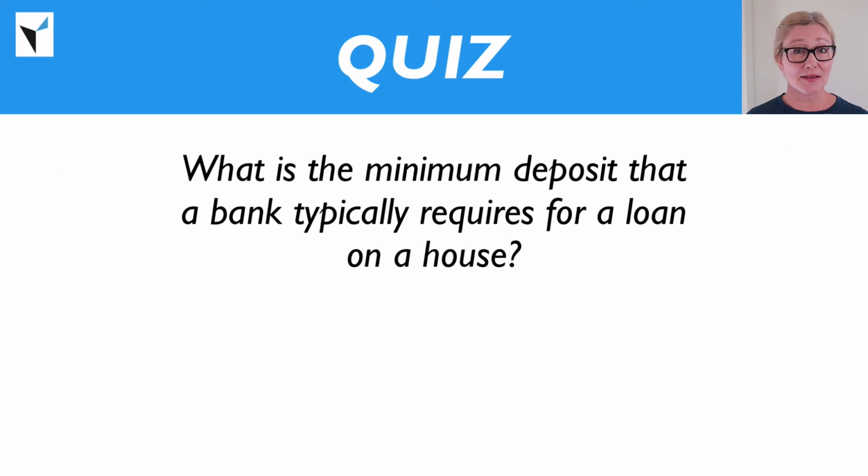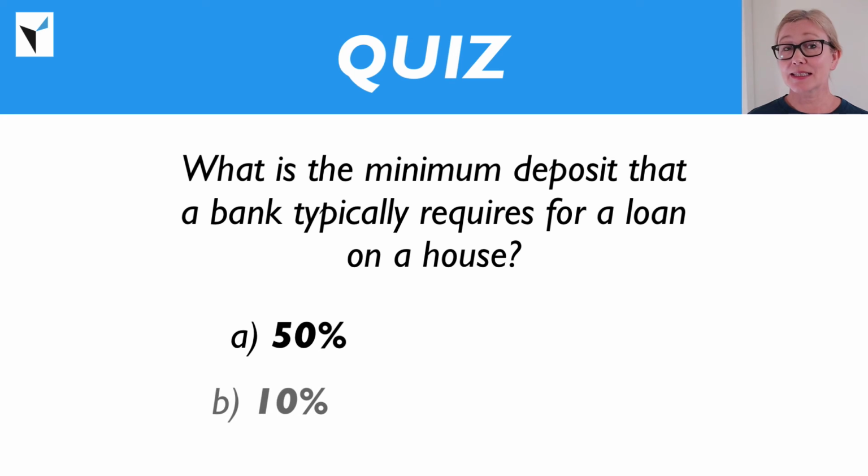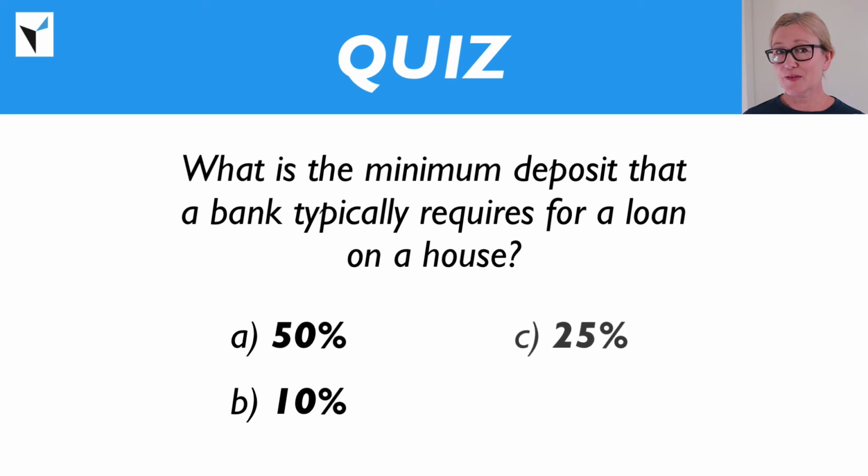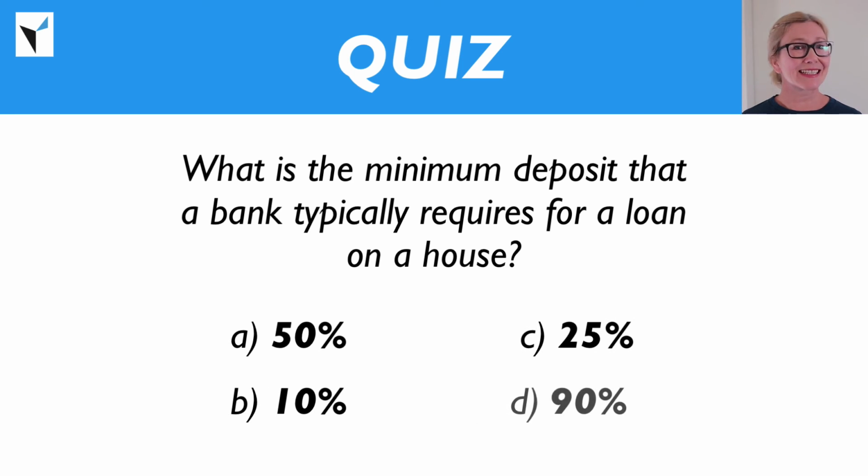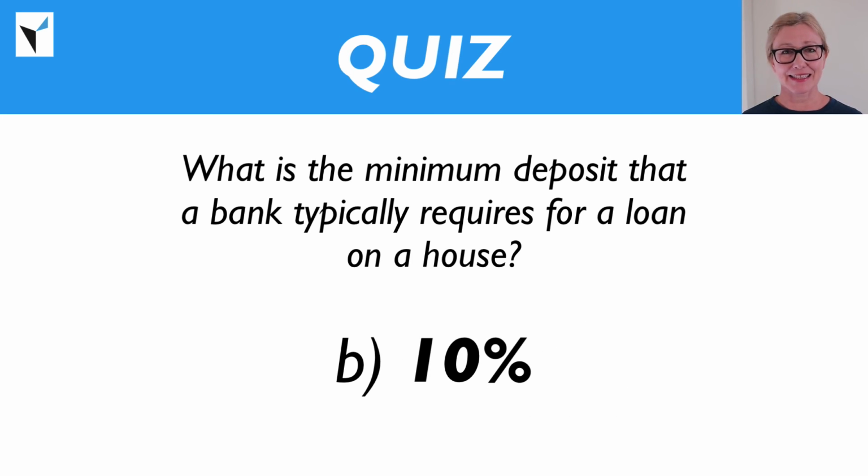Question 2. What is the minimum deposit that a bank typically requires for a loan on a house? A. 50%, B. 10%, C. 25%, or D. 90%? And the correct answer is B. 10%. 10% is the minimum deposit that a bank typically requires.